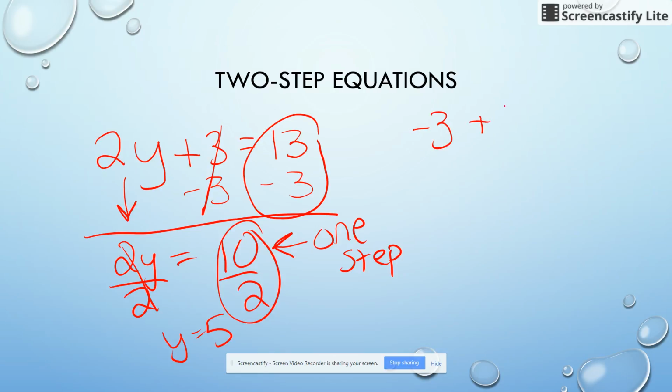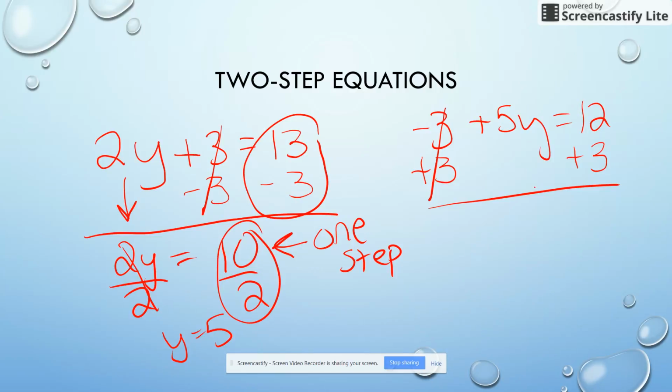-3 plus 5y equals 12. Because we have a negative here, we want to add 3. You always want to do the opposite. -3 plus 3 is 0. Whatever we do to one side of the equation, we're going to do to the other. So we're going to add 3 to this side. And then you bring down what's left. 5y equals 15. Now we have that one-step equation again.